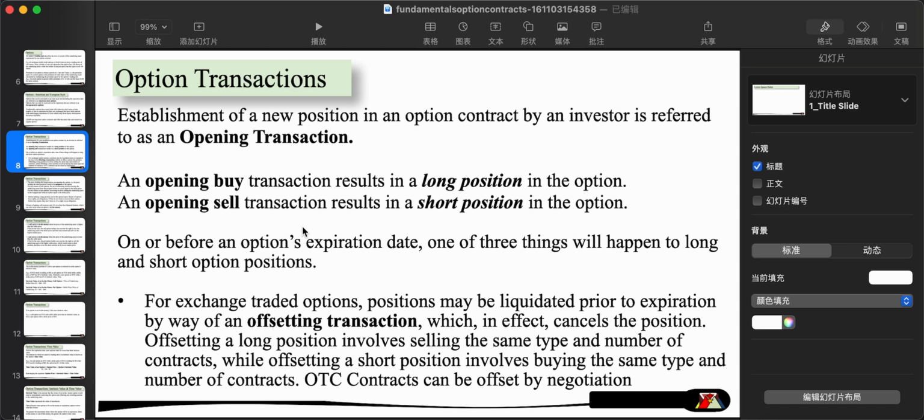This is how, when you start your option trading account, you open a long position and open a short position, and how you close both positions accordingly. So you should keep this in mind.